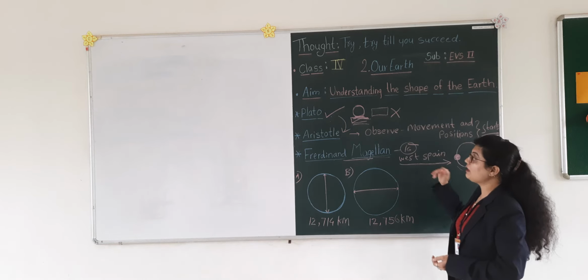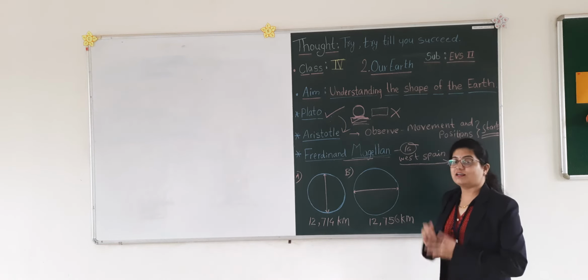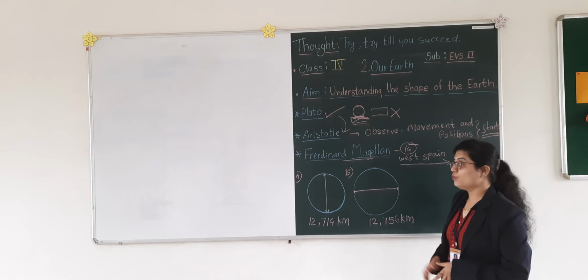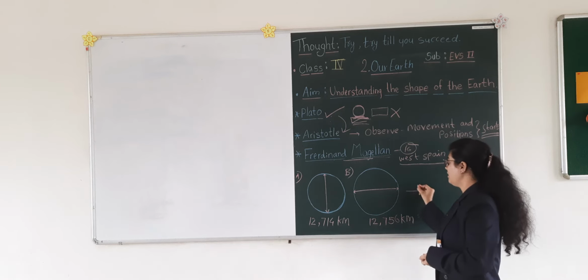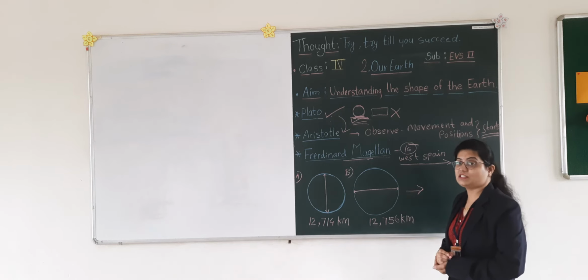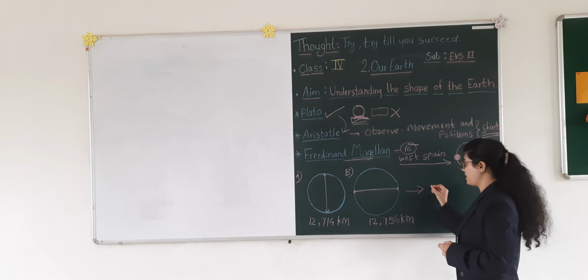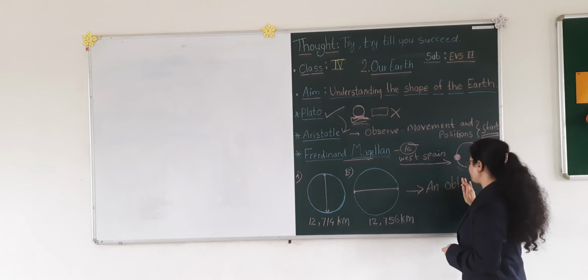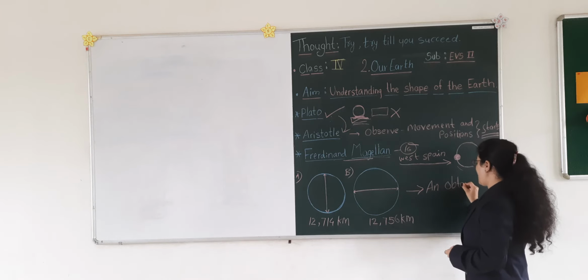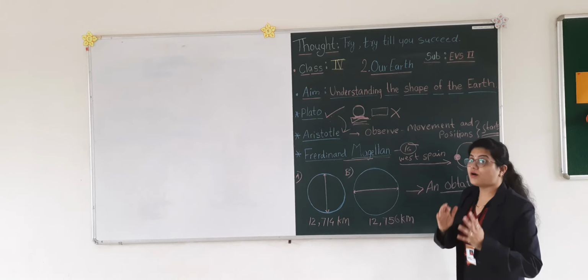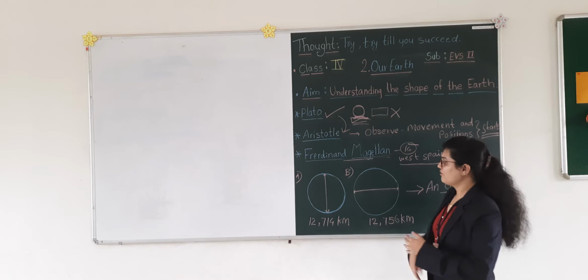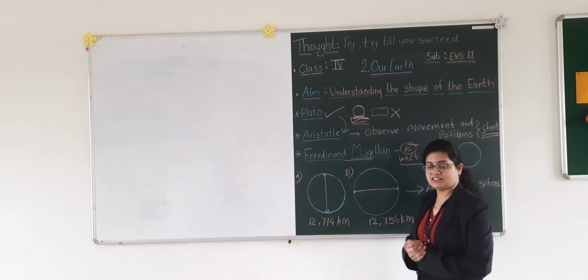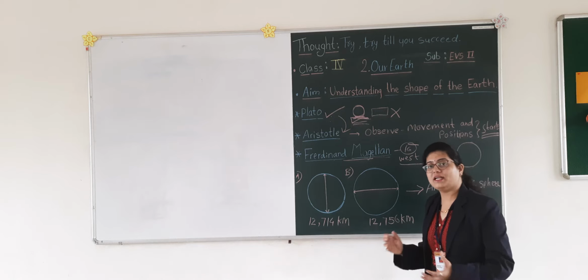As we all know, the earth is a sphere. But now we also know that the earth is an oblate sphere. It's not a perfect sphere. Now we'll see how we can prove that the earth is an oblate sphere.